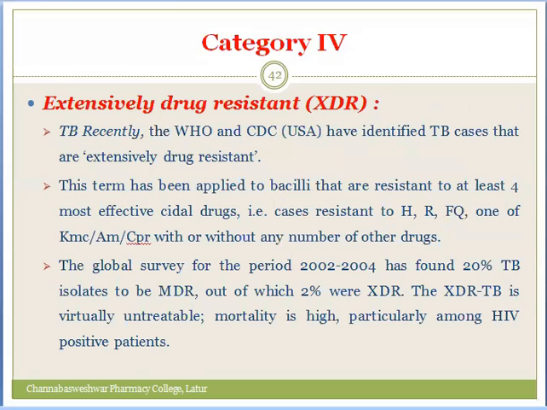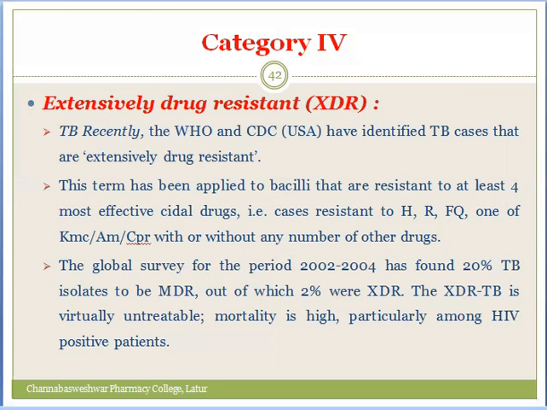So category 4 patients again consist of extensively drug resistant TB, that is XDR TB. Recently the WHO and CDC USA have identified TB cases that are extensively drug resistant, and this term has been applied to bacilli that are resistant to at least 4 most effective cidal drugs. That is, the cases resistant to isoniazid, rifampicin, fluoroquinolones, and one of kanamycin, amikacin or capreomycin, with or without any other number of drugs.